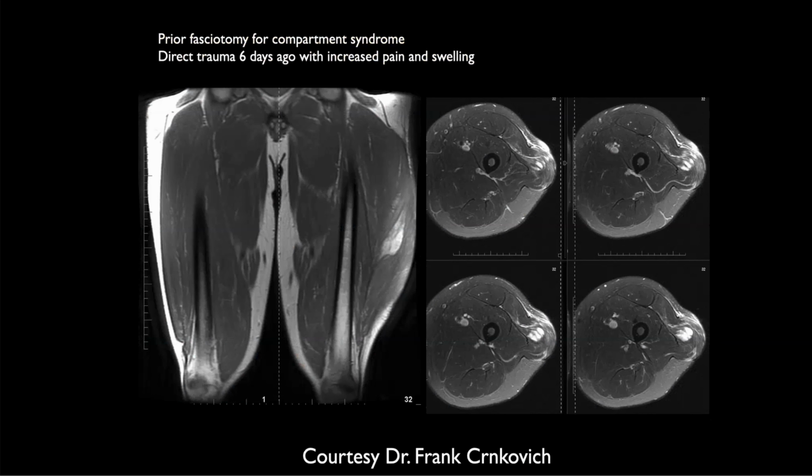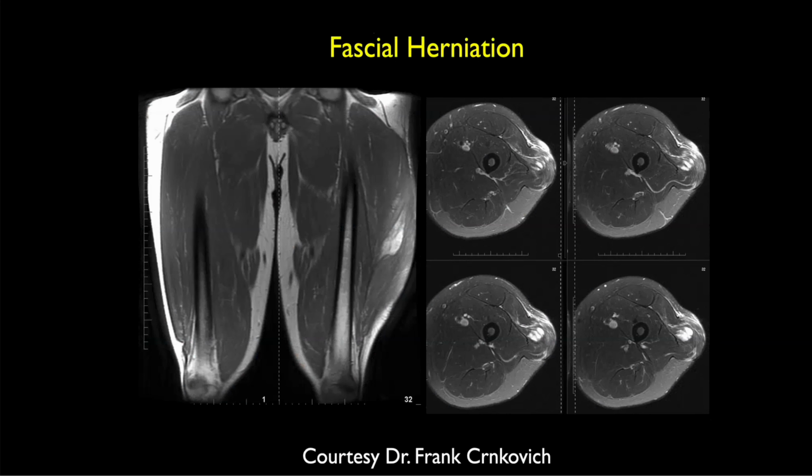Elior. Okay. Prior fasciotomy for compartment syndrome, direct trauma 6 days ago with increased pain and swelling. So in the lateral left thigh, it looks like the muscle is herniating out of the fascia, so another herniation. So another fascial herniation. Yeah. So occasionally you'll get images looking at masses, and you'll see these fascial herniations.